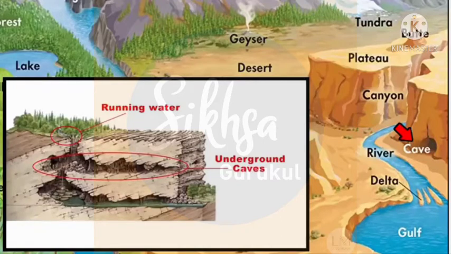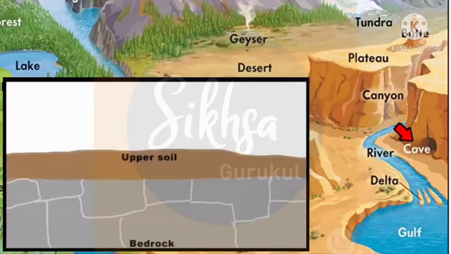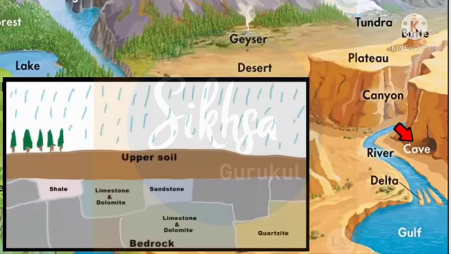Rainwater reacts with carbon dioxide from the air, and as it penetrates through the soil, the rainwater turns into a weak acid. Now, this slowly dissolves the bedrock. A bedrock consists of alternating rocks. Somewhere you will find shale rock, and somewhere you will find sandstone. Then, in between these two, you will find limestone or dolomite.